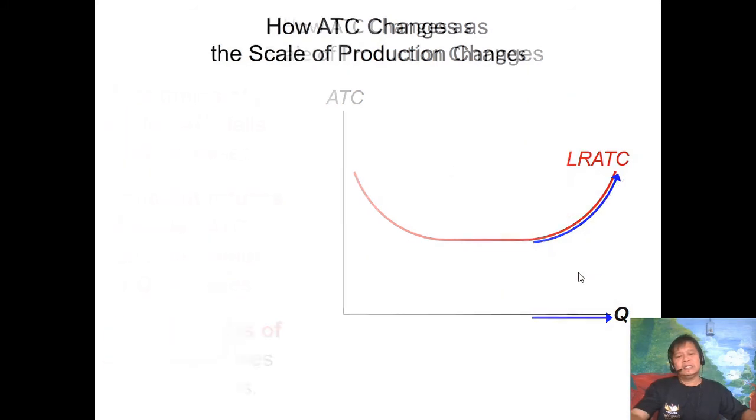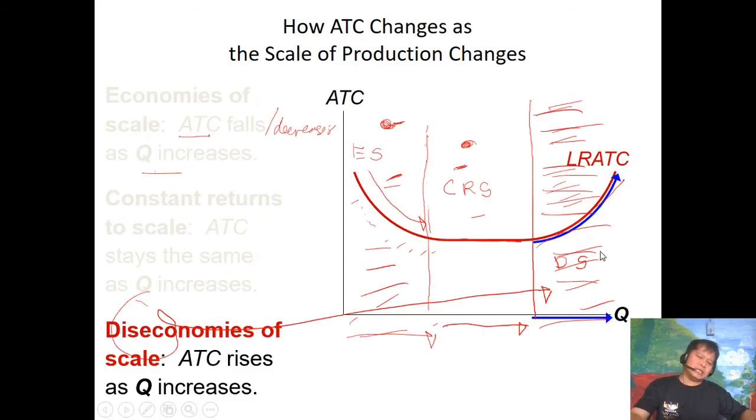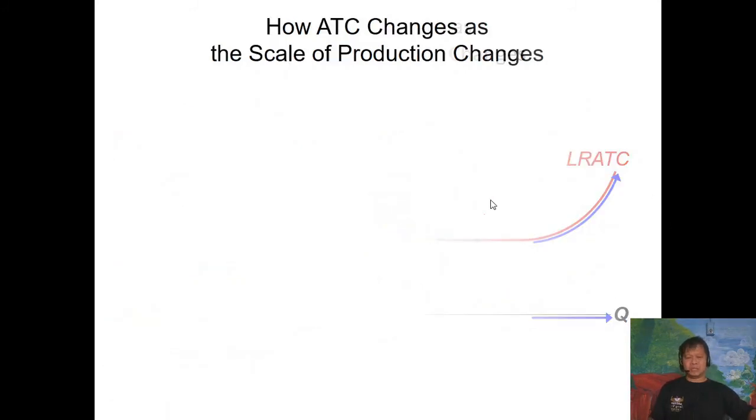Okay? So now we understand that the behavior of the long run average total cost is a U shape. So, including all those short-run curves of different small firms and mini firms.